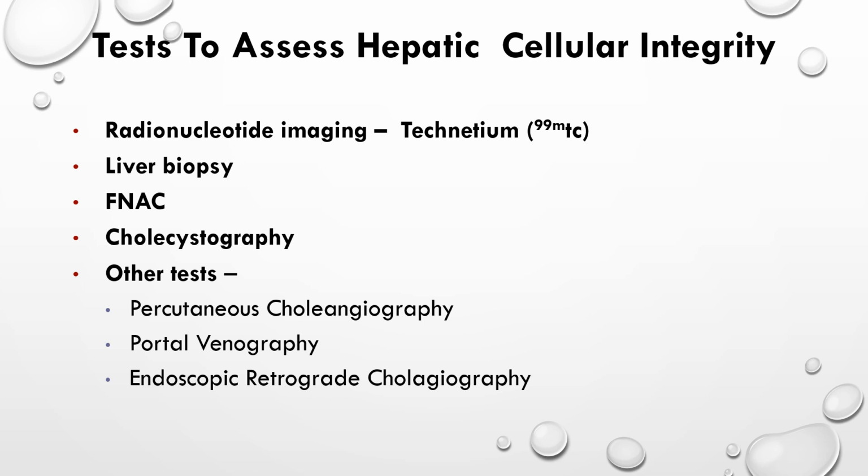Other tests to assess the hepatic cellular integrity are radionuclide imaging, liver biopsy, FNAC, cholecystography, and also percutaneous cholangiography, portal venography, and endoscopic retrograde cholangiography. All these tests help to assess the hepatocytes.